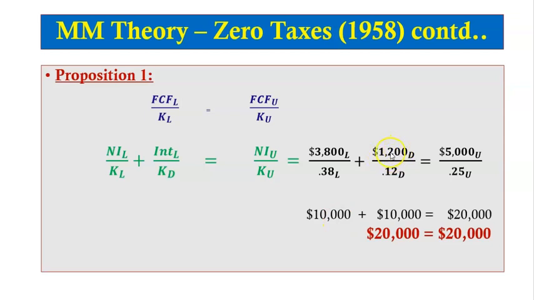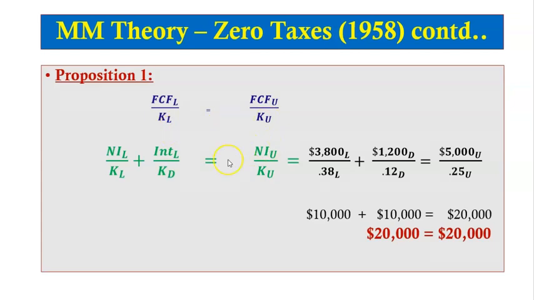The value of debt will be the interest payment made each year divided by the cost of debt. So $1,200 divided by 12%, that gives us the value of debt equal to $10,000. So 10,000 plus 10,000 is equal to $20,000. Again, we see that the value of the levered firm is equal to the value of unlevered firm, consistent with theory with zero taxes, which is arguing that the value of a levered firm should be equal to the value of unlevered firm. That is proposition number 1 when there are no corporate taxes.